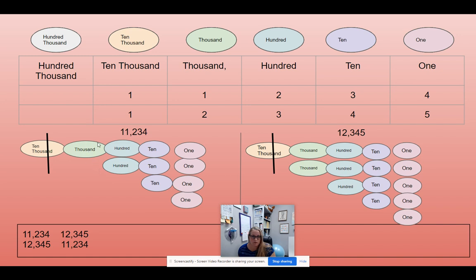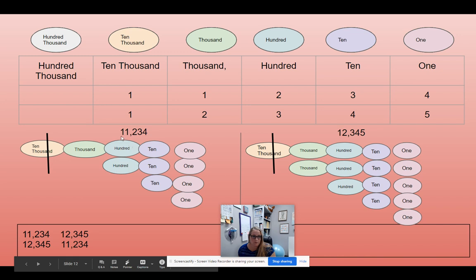Is 1,000 greater or is 2,000 greater? That's right, 2,000 is greater. So that means that this number, 12,345, is greater than 11,234. So I'm going to come down here to my inequalities, and I'm actually going to type that in. I'm going to put the correct symbols. But remember, I'm going to ask you to do it both ways.